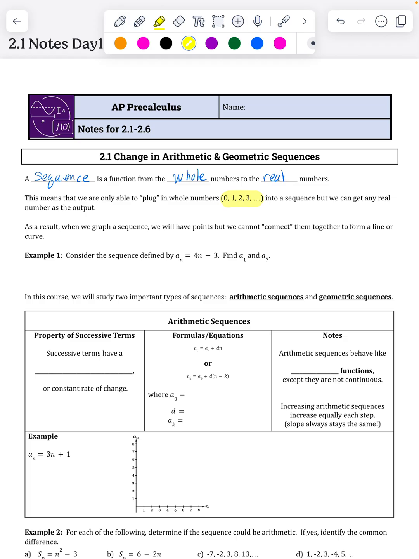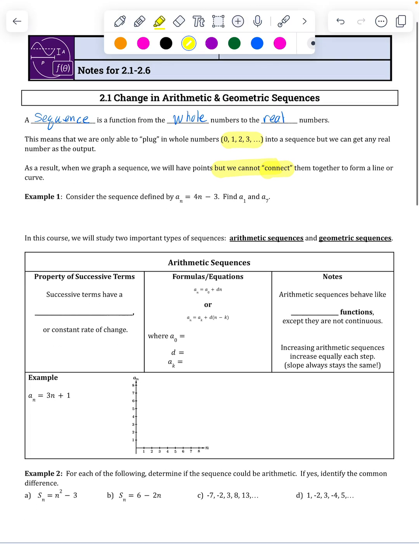You put in a 0, you get out a number. You put in a 1, you get out a number. But that doesn't assume that there's a connection in between them like we do when we do graphing of linear equations or quadratic equations. So that's what this is saying. As a result, when we graph the sequence, we will have points, but we cannot connect them. So we'll see all of that.